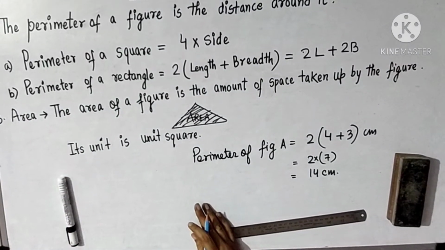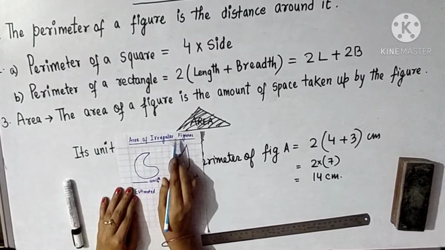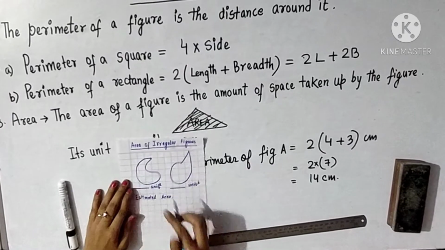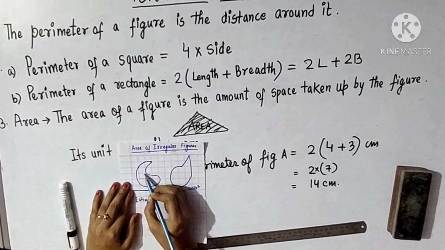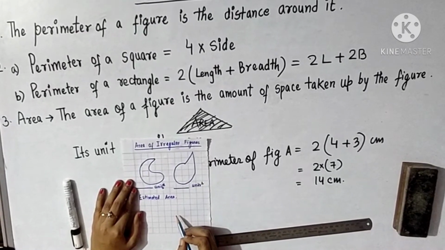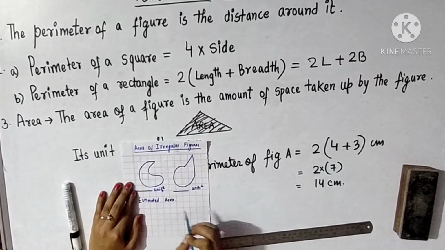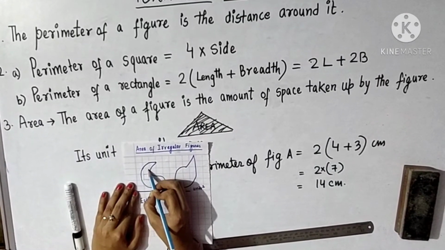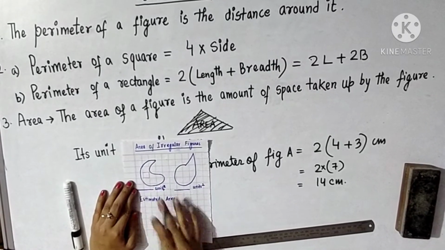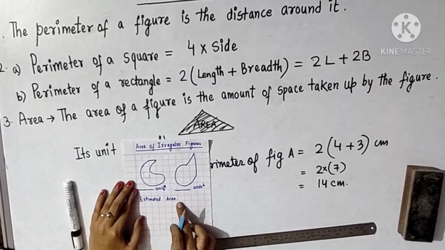Now let us perform another activity. How to find the area of an irregular figure? Now there are two rules. First of all, you have to count the complete squares, and more than half and half of a square can be considered as one complete square, and less than half of a square is not considered in the area. Here we cannot find the exact area, so we can find the estimated area.